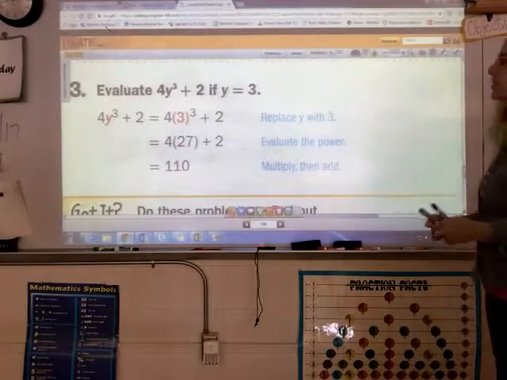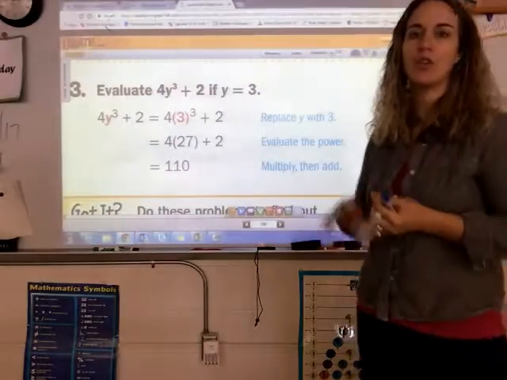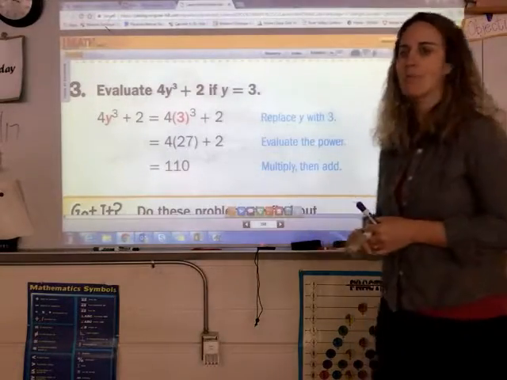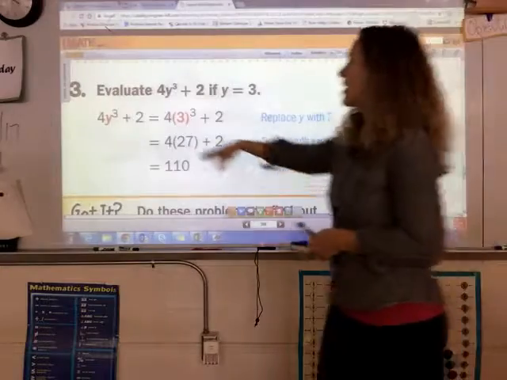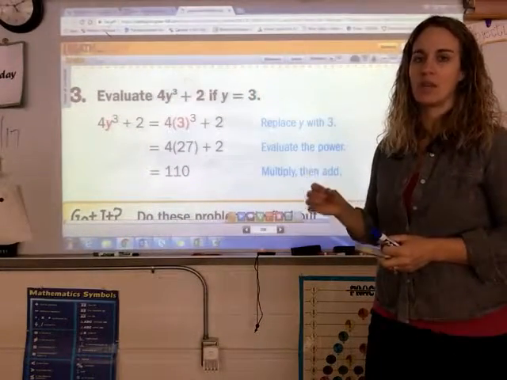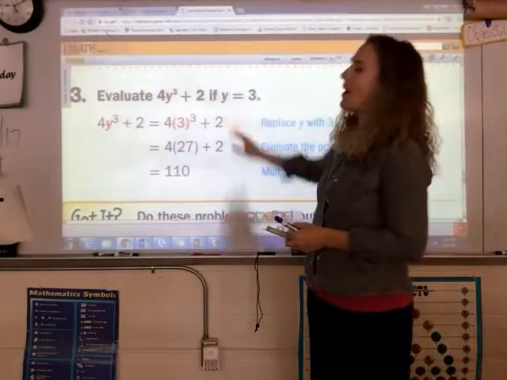Another example, this one's a little bit different. You've got multiplication, you have an exponent, and you have addition. Okay, and they want y to equal 3. You have to be careful on this one because they have 4 times y cubed. You have to remember that just the y is being cubed. Okay, and in this case, they want y to equal 3.